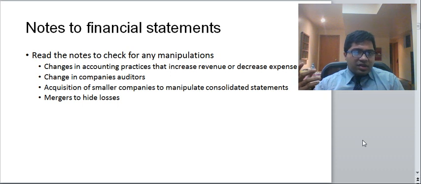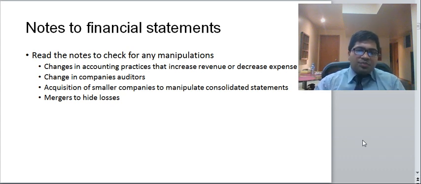Examples of important things that can be disclosed in notes can be changes in accounting practices that can increase or decrease expenses without the business actually doing well. Changes in the company's auditor. It's not a positive sign if an auditor has been recently fired. There may be a case that the auditor came across some kind of discrepancy, and because of that the company's management changed auditors. So changes in the auditing team have to be carefully reviewed.